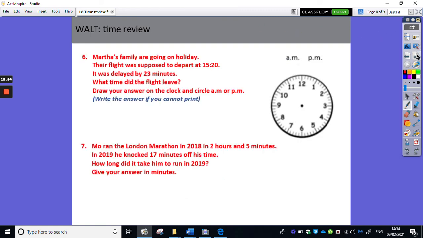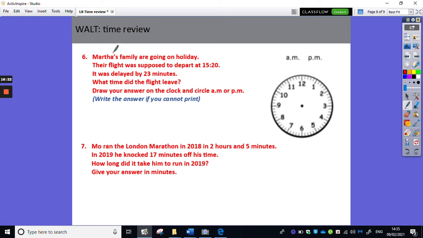Okay. Final 2 questions. You've got a couple of word problems to do now. So as I said, I've put here, write the answer if you cannot print. So if you can't draw it on the clock, that's absolutely fine. You can just write your answer, what you got, using AM or PM. So Martha's family are going on holiday. Their flight was supposed to depart at 15:20. It was delayed by 23 minutes. What time did the flight leave?